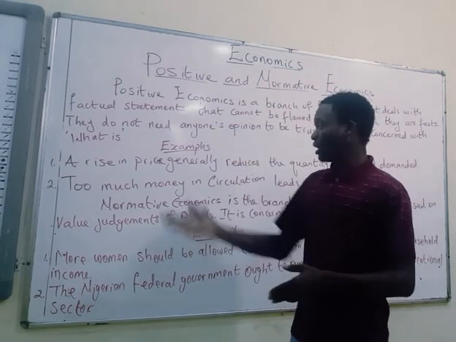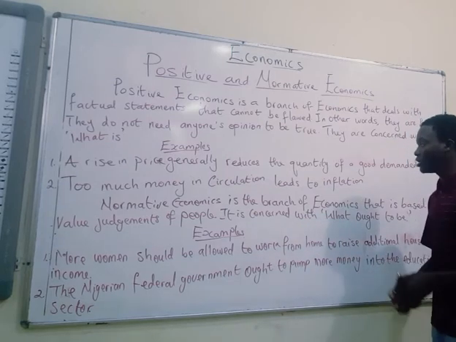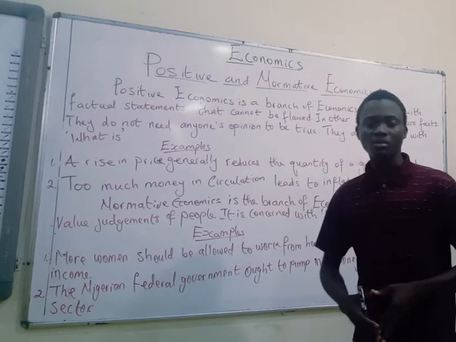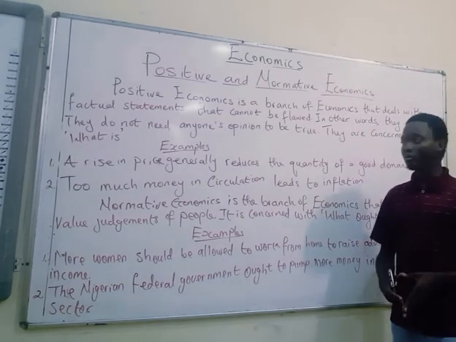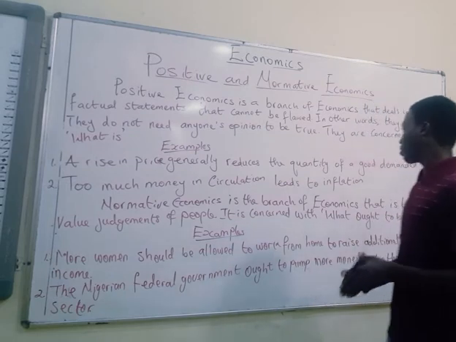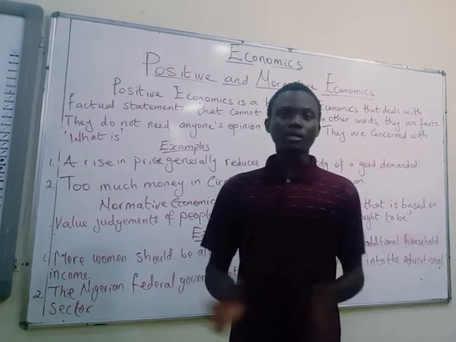So this is a fact that when there is too much money in circulation, there is going to be inflation. This inflation is more of a demand-pull inflation. And the first one, a rise in price generally reduces the quantity of a good demanded. All right, so there we go.